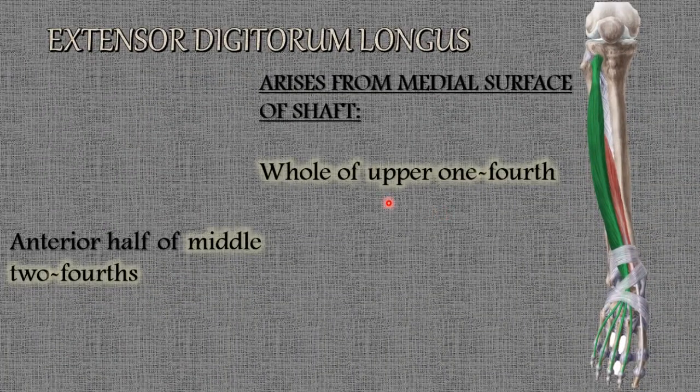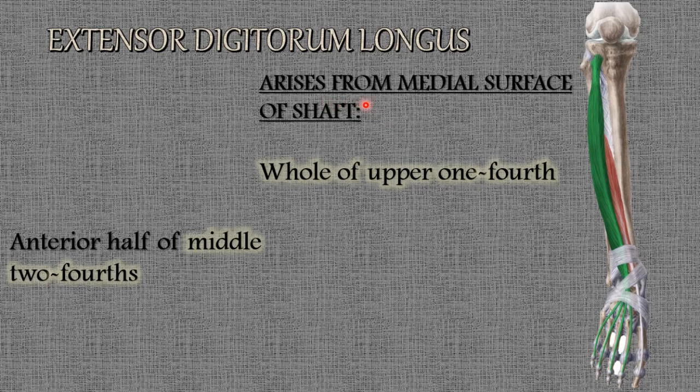Extensor digitorum longus. As the name indicates, extensor means it will extend. Digitorum, it will extend digits. Longus, the muscle is long. As you can see, this highlighted in green is extensor digitorum longus. It divides into 4 slips which are attached to the lateral 4 digits of the foot. So this is a long muscle. When it contracts, it gets shortened and extends the digits upward, right?